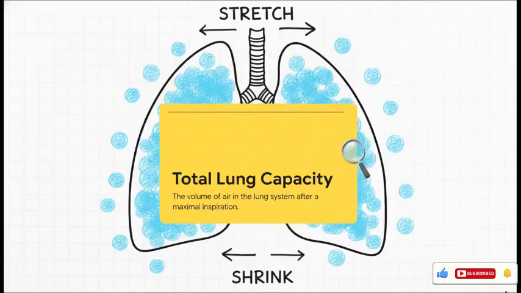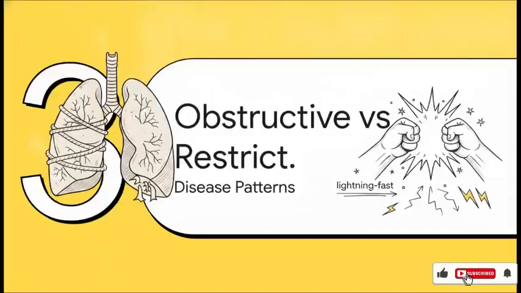And on the flip side of that, we have total lung capacity, or TLC. This is literally the absolute maximum volume of air the lung system can hold after a maximal inspiration. Understanding this ceiling, this maximum boundary, is absolutely essential. Why? Because as we're about to see, different pathologies are going to either stretch this boundary way out or shrink it right down. Which brings us right to Section 3, obstructive versus restrictive patterns.